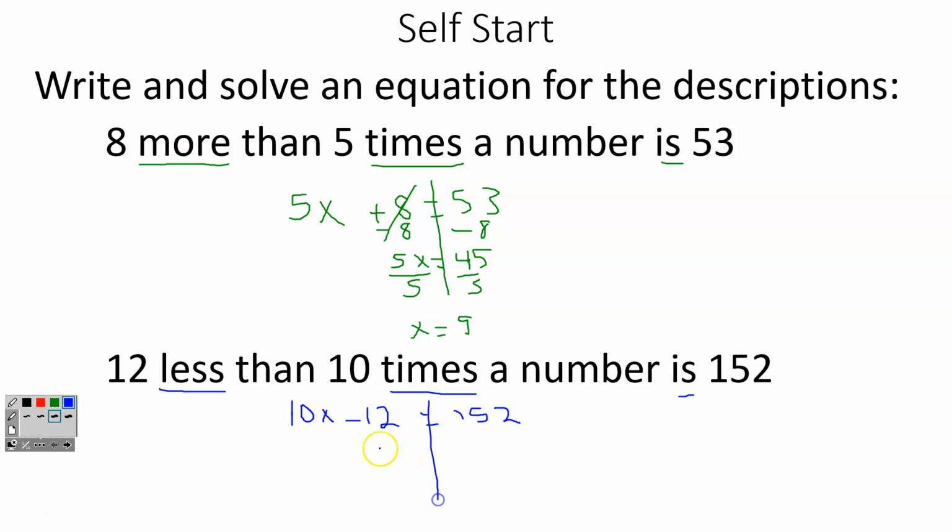To solve it, draw my fence. I'm going to add 12 to both sides. That's going to give me 10x. That's really bad x. Let's try again. There we go. Equals 152 plus 12 is going to give me 164. I'm going to divide both sides by 10. Now this one might confuse some people because it's not going to come out evenly. You actually end up with x equals 16.4. It's okay to sometimes get decimals as long as the decimal makes sense.